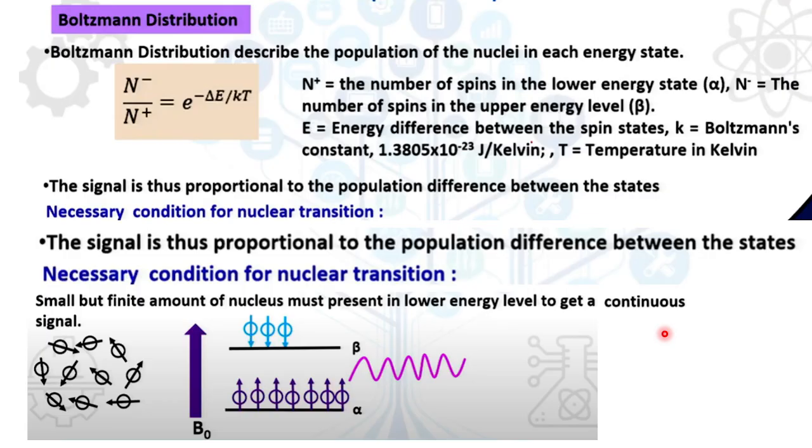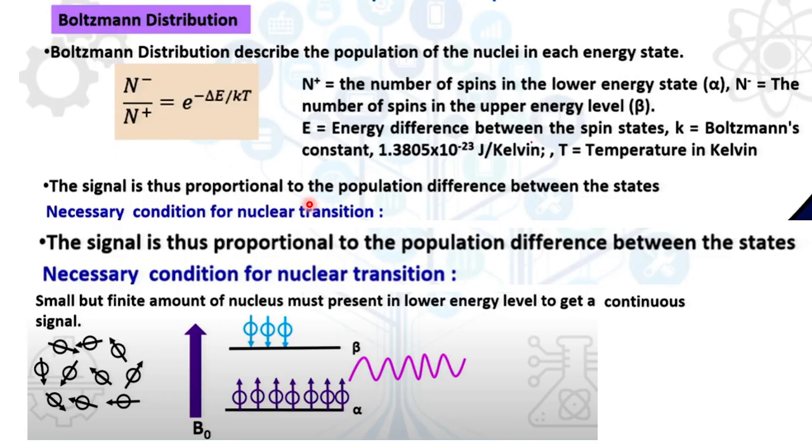Now, the Boltzmann distribution, what we have discussed about the flipping. The ground state will always have a higher population, and that follows the equation N minus by N plus, the excited state and the ground state populations, is equal to e to the power minus delta E, the activation energy, by kT. k is the Boltzmann constant. Now the signal is proportional to the population difference between the states, and this is a very necessary condition: the population density in the ground state must be higher compared to the excited state.